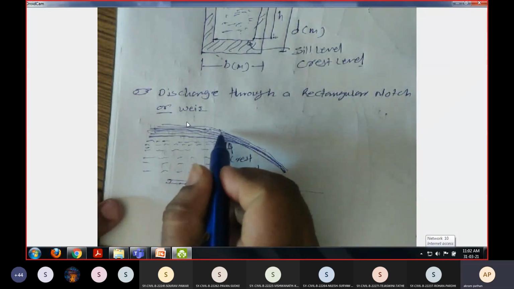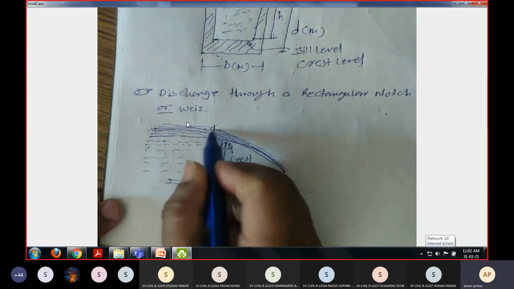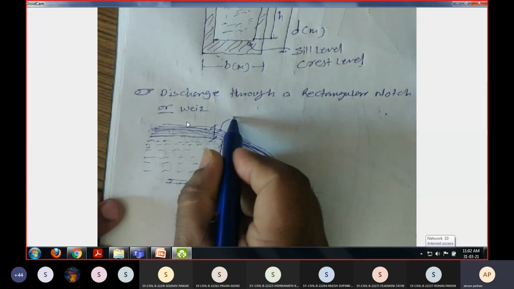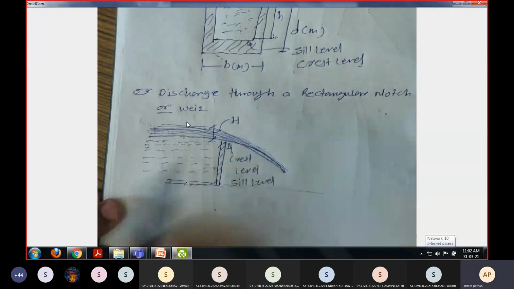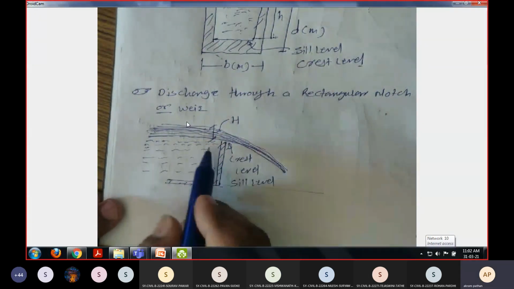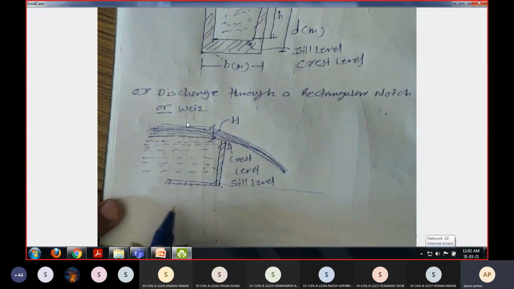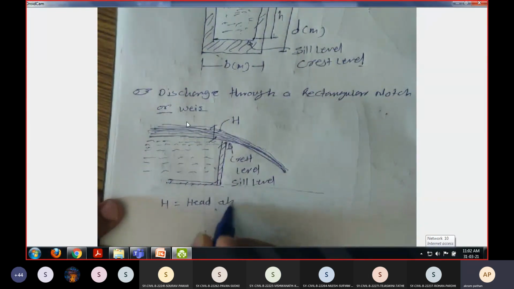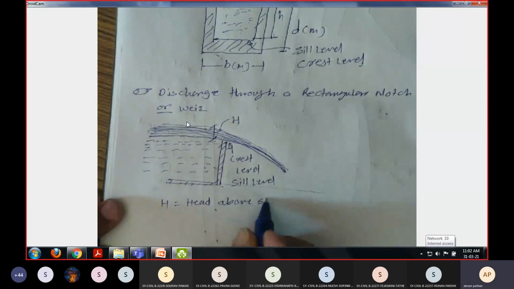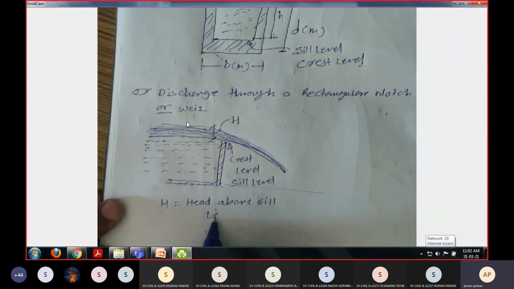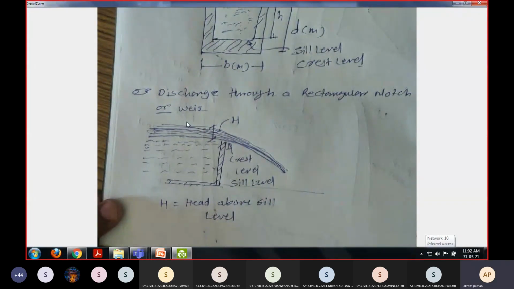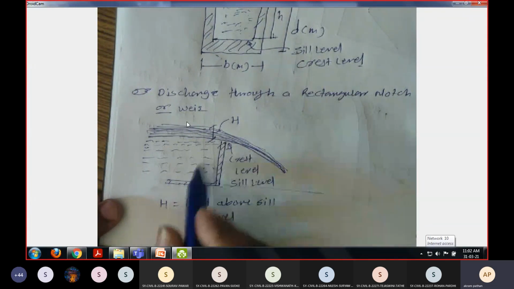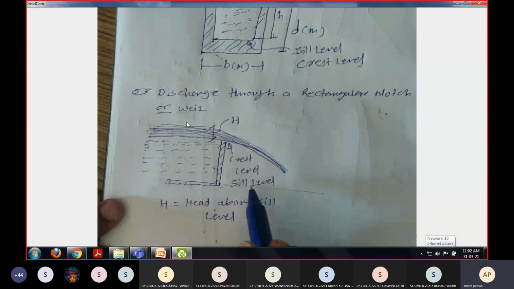Now above the sill level we have to record this H. This is H, that is the head above the sill level. What is this H? H is the head above the sill level or crest level. Can anybody tell me, can you see all these things clearly?